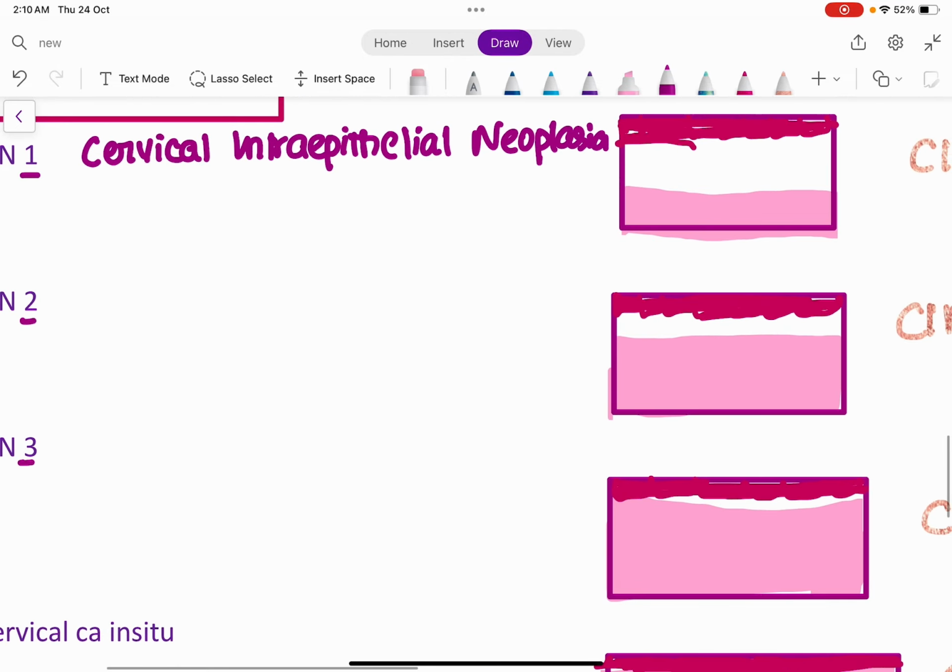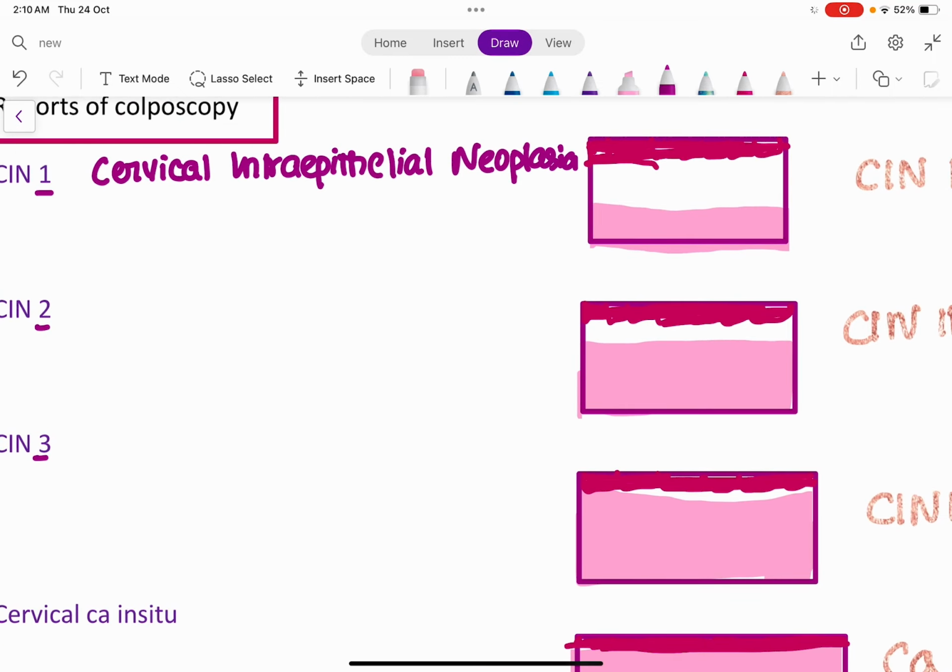So what is 1, what is 2, and what is 3? We are going to learn here, right? CIN1 means that the dysplasia is limited to less than 1/3 of the thickness of the cervix. So let's take a rough estimate of the cervix here, right? This is going to be the cervix, and this is the entire thickness of the cervix.